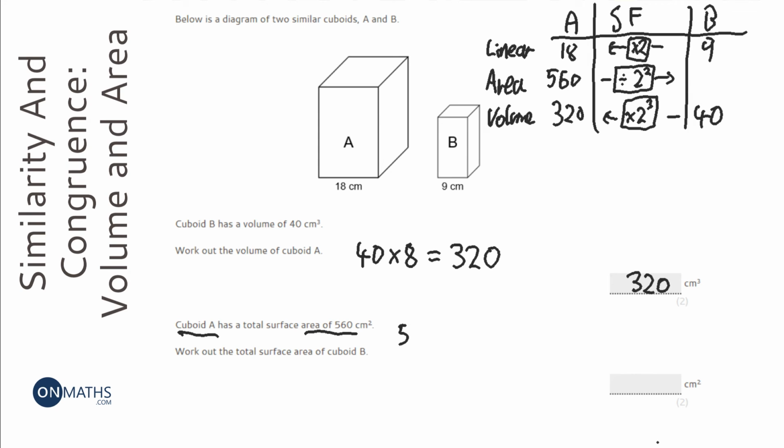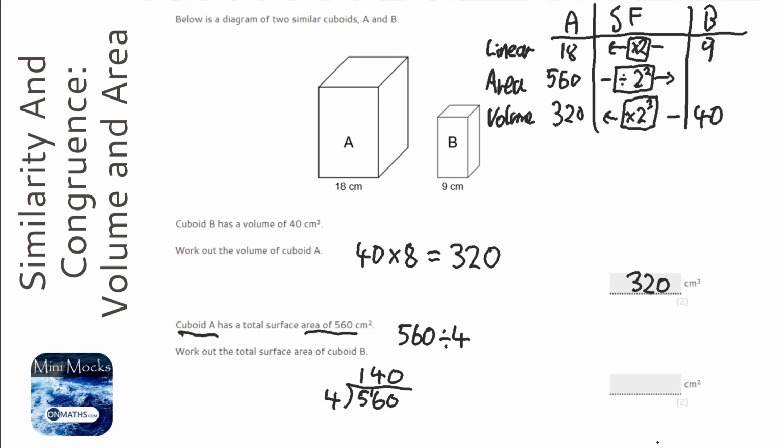So we're doing 560 divided by 4. Now when you divide something by 4, you can halve it, then halve it again, or we could just do a simple bus stop method. So 560, 4s into 5 go once, carry 1, 4s into 16 go 4, 4s into 0 goes 0. So that's going to be 140, and so we write it in. Always check your answers to see whether they make sense. Does it make sense that B has a bigger surface area?